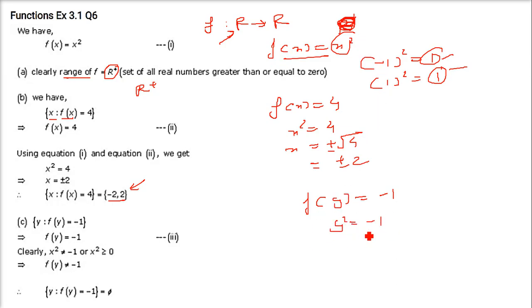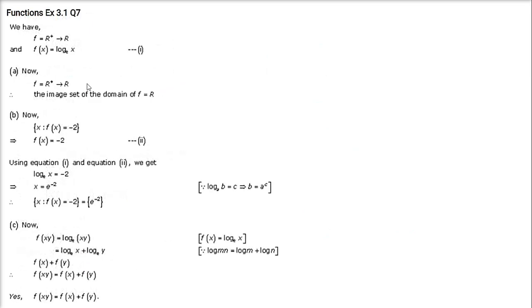But because we don't know complex numbers as of now, we have not learned them, just forget about complex numbers, because this problem is dealt with in complex numbers. In this view, y square cannot be negative. Anything square cannot be negative. So you will have phi, the result of this one is phi, nothing. This is not possible, because x square is always greater than or equal to 0.